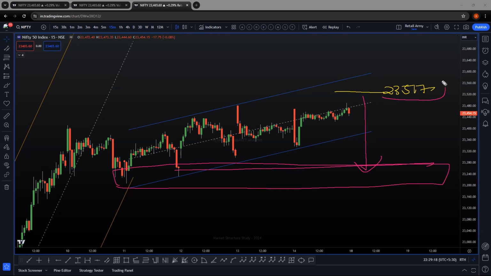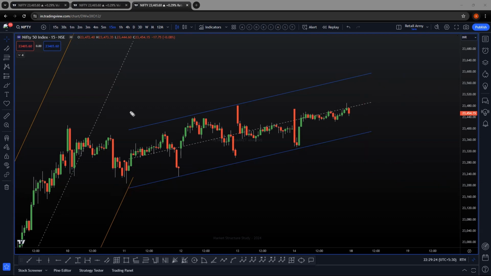If you fail to cross 23,517, now, time cycle wise, I've already explained this many times. 7th to 13th was supposed to be a correction in the market. What if the market does not do a correction and does the opposite? Meaning on 7th it creates some swing low, and on 13th or 14th it creates some swing high. Instead of correction, we do the opposite. That is also possible.